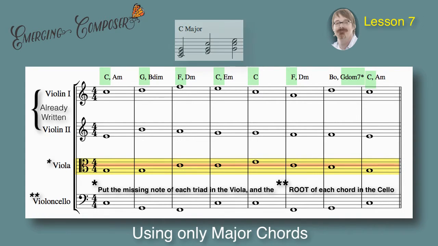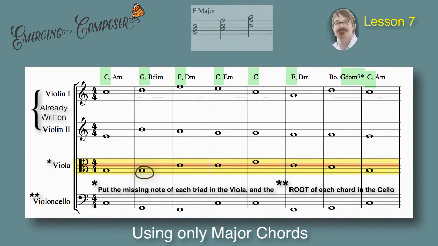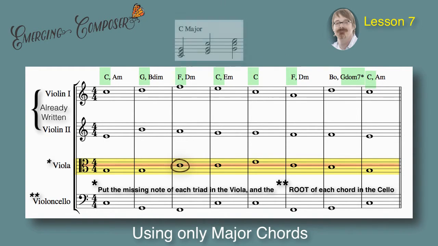I look at the next measure. We have a B and a D. Well, still needs a G, so I put a G in there. Next measure has an A and an F. What note's missing from an F major chord? Well, a C. So I put a C on the viola. Next measure, you have a G and an E. What note's missing to make that a C major chord? A C. There's my C.